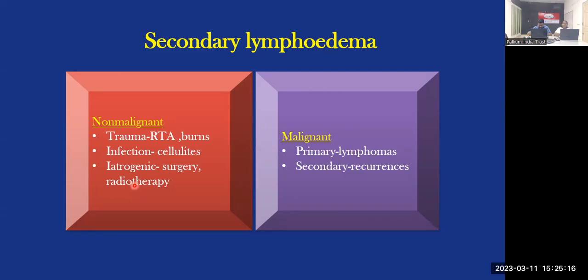Okay. So from this slide, you have to understand that non-malignant persons can also develop lymphedema, for example after a major road traffic accident. That time, if the major lymph node is damaged, there is a chance that the person will develop lymphedema later. Major burns and recurrent infections will also affect the lymph nodes. Iatrogenic causes, like surgery or radiotherapy, will affect the lymph nodes. Coming to the malignant part, it is primary lymphomas, and secondary is recurrence. So these are the classifications of lymphedema.